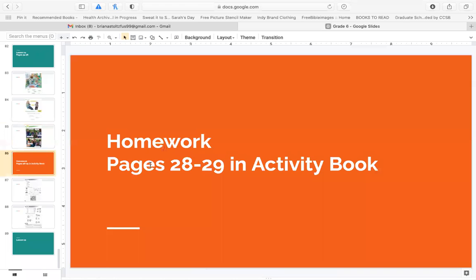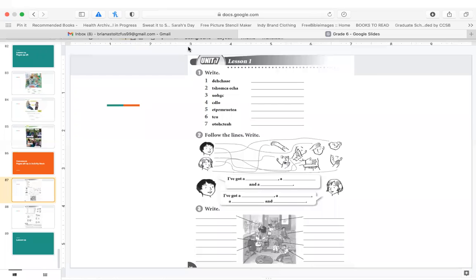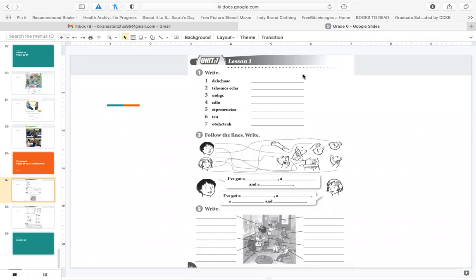For homework today, complete pages 28 and 29 in your activity book. This is page 28. Write the sicknesses here. Here they are spelled wrong. What do you think this word is? Look at the sicknesses on page 34. This is the word headache. Number 2, stomach ache. Try to complete all of these. Write the sicknesses here.